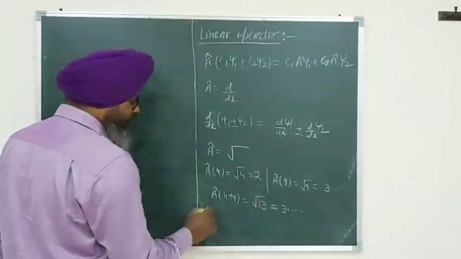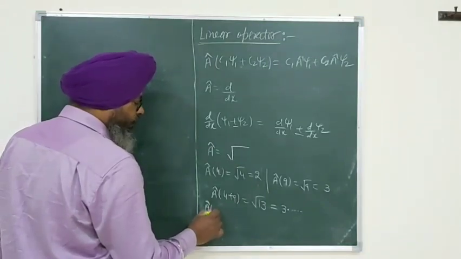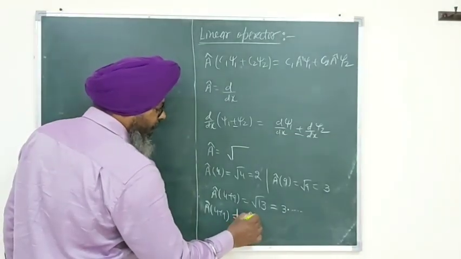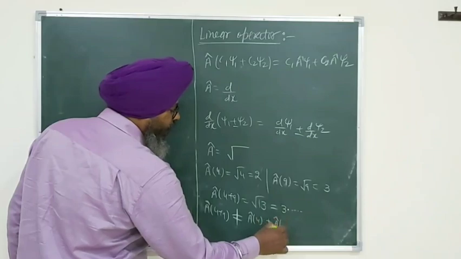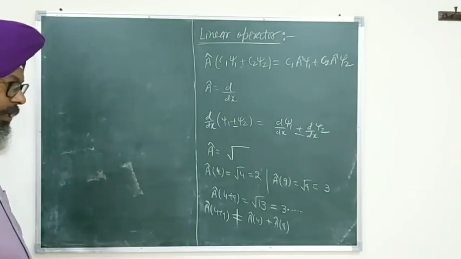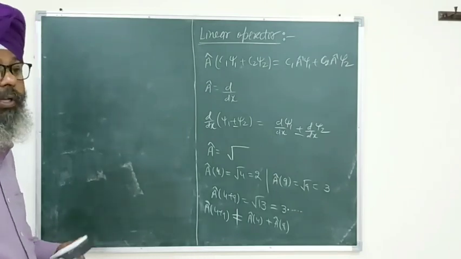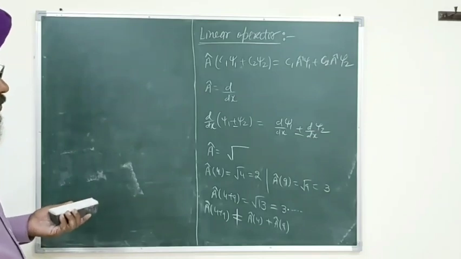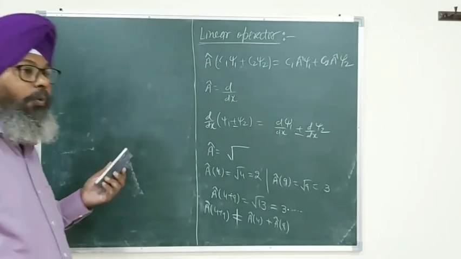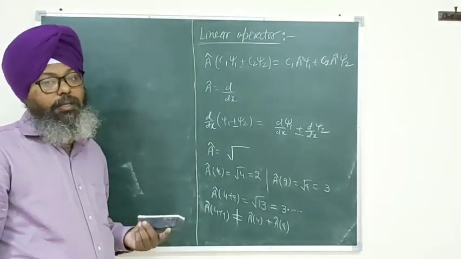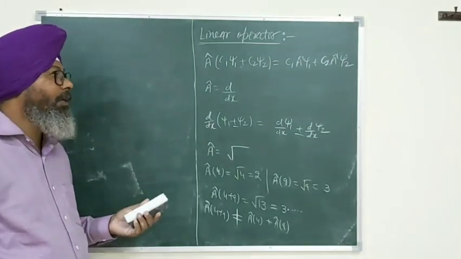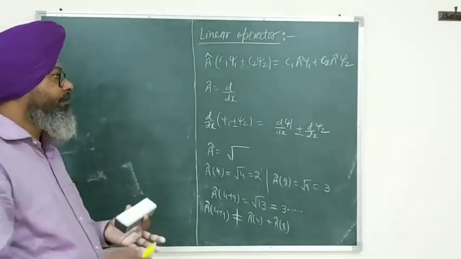Now what is the left hand side? That is A cap of 4 plus 9, which is not equal to the right hand side, that is A cap of 4 and A cap of 9. Their sum is not equal to A cap of 4 plus 9. So therefore square root is not a linear operator, it is a non-linear operator. This we must remember. And it is very interesting to note that the operators that we use in quantum mechanics are linear operators. That is a very important property: quantum mechanics uses linear operators.